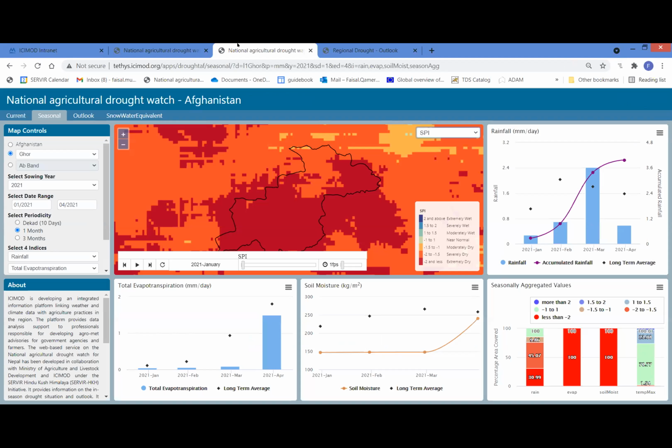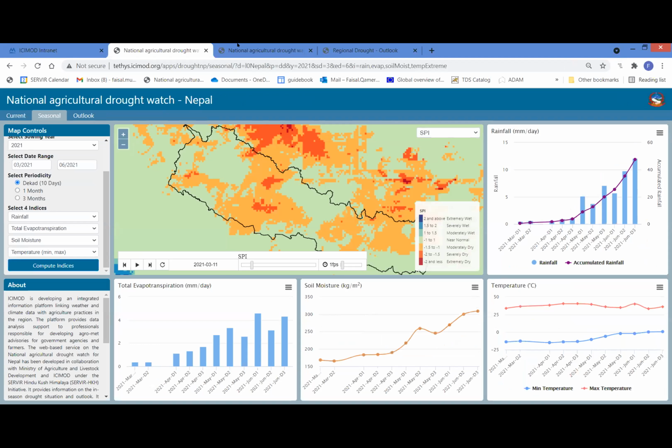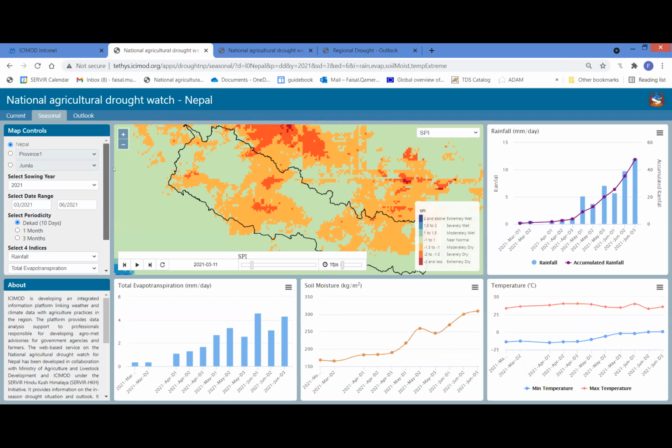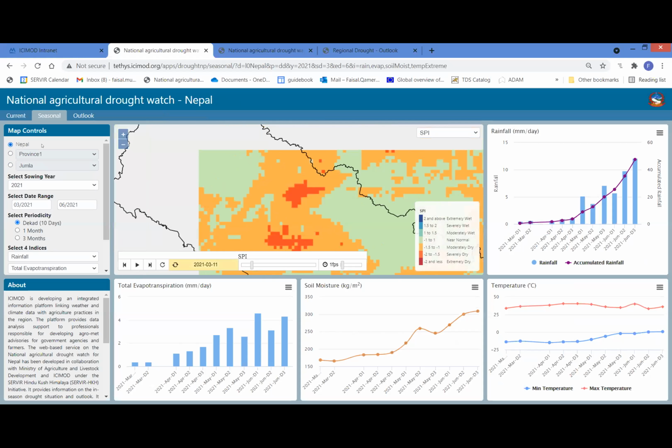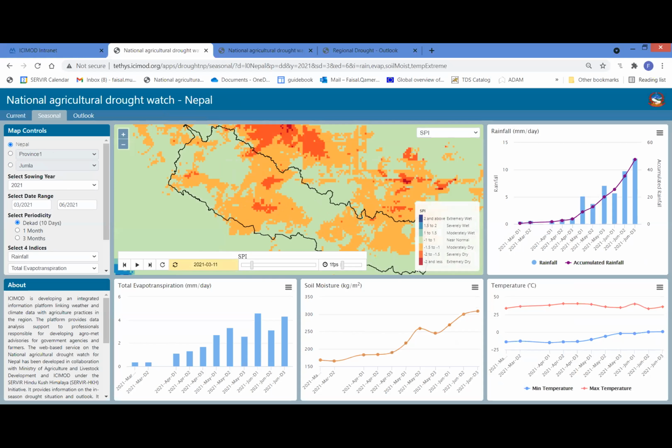Then we also have, for example, this national drought watch. It has several functions. For example, you can look at country level, province level, district level. At country level, it gives information till June on the current situation of soil moisture, precipitation and so on.